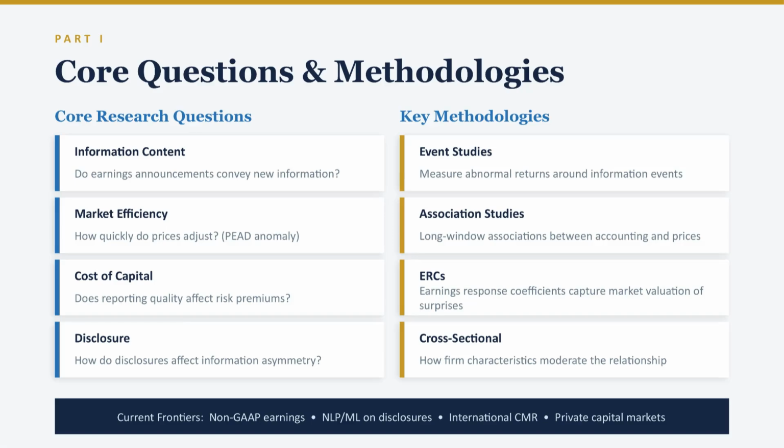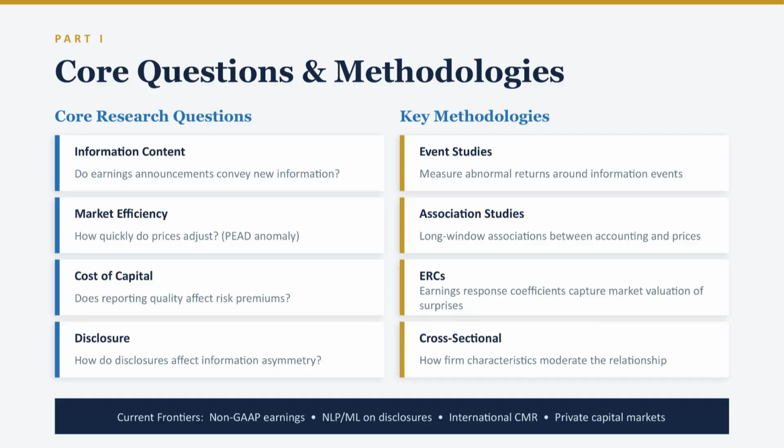Measure abnormal returns around information events, earnings announcements, restatements, SEC filings, using the market model or factor models. Association studies. Examine long window associations between accounting numbers, earnings, book value, and stock prices or returns using regressions such as the earnings returns model or the price levels model.